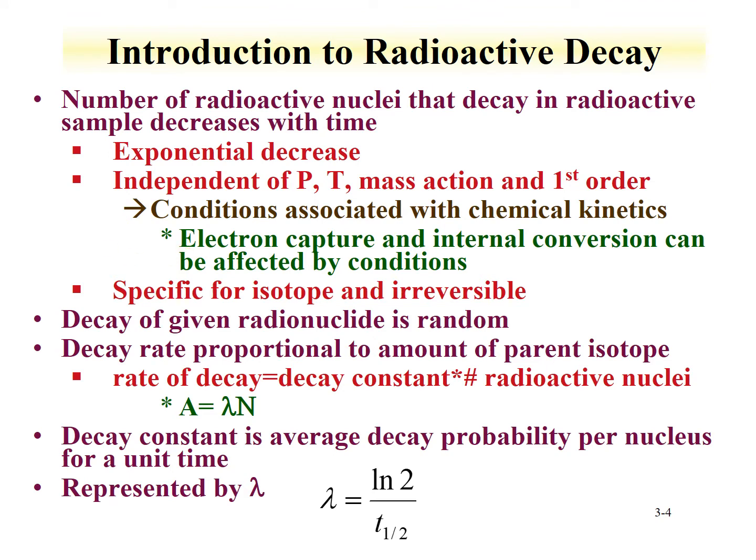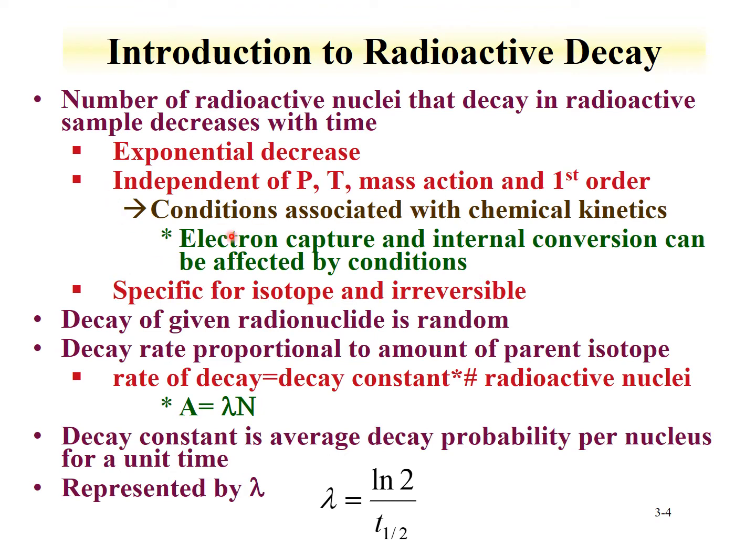So, as an introduction to radioactive decay, let's talk about some of the basics. The number of radioactive nuclei that decay in a radioactive sample decreases with time. Over time, we start off with the number of radioactive nuclei as they decay. They may decay to other radioactive nuclei, but eventually there is a change from something that's radioactive to non-radioactive. And for a given decay, we see an exponential decrease, that first law relationship that we saw on the previous slides.